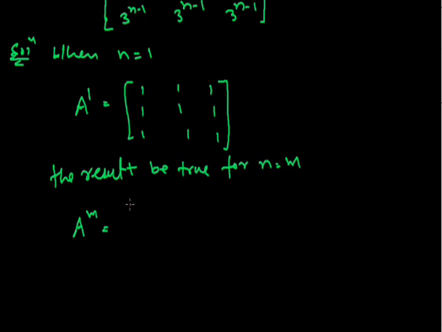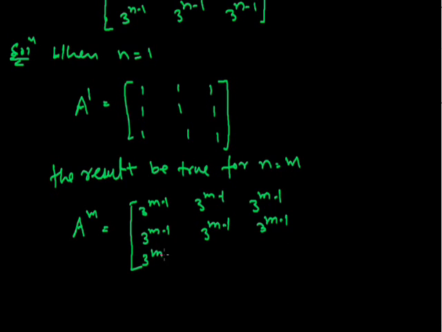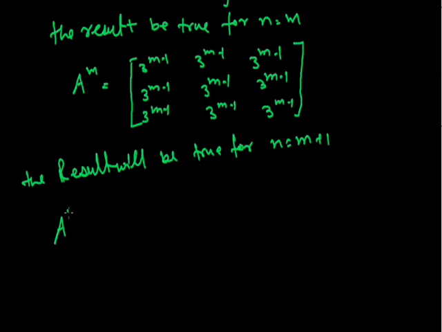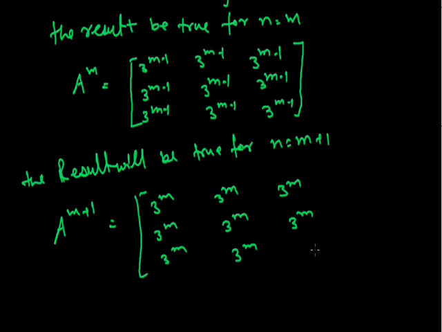So A power m equals the matrix with every entry 3 power m minus 1. Now the result is true for n equal to m. We have to show the result will be true for n equal to m plus 1. So A power m plus 1 should be the matrix with every entry 3 power m.